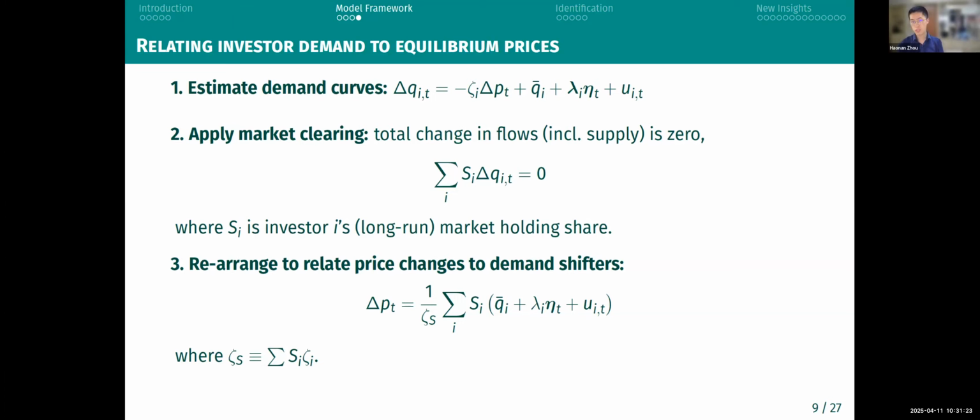And then once we impose these market clearing conditions, we can rearrange the system such that we end up getting an asset pricing equation. We can relate changes in prices to demand shifters, both the idiosyncratic shocks and the common factors. All right. The impact of these demand shifters, with certain loadings lambda on the common factors, is going to be scaled by the so-called market multiplier, the reciprocal of zeta S, which aggregates each investor's price elasticity of demand. Okay. So this is our asset pricing equation.